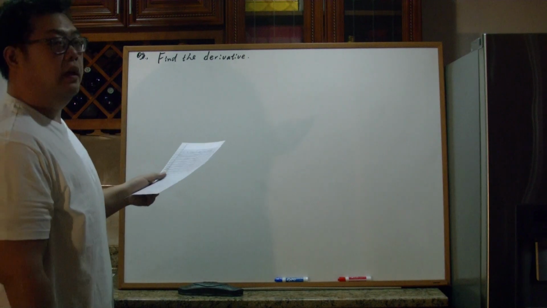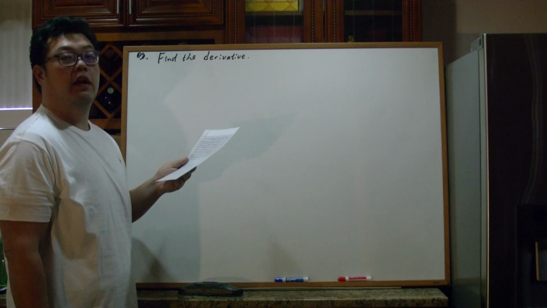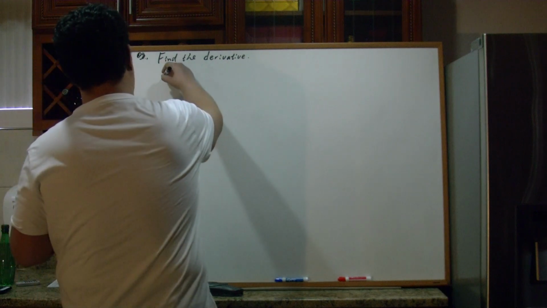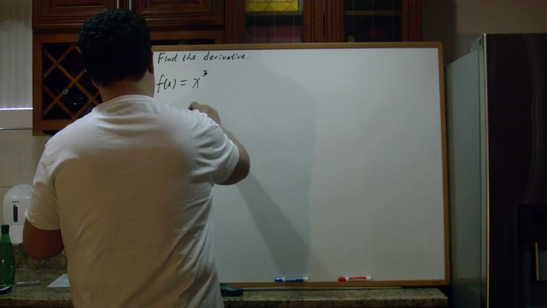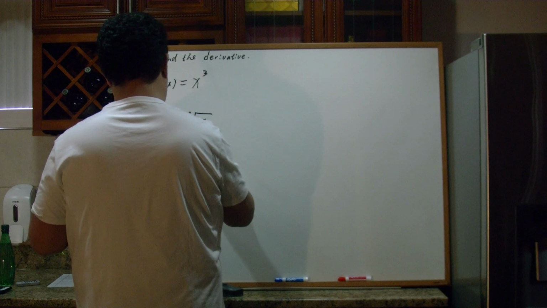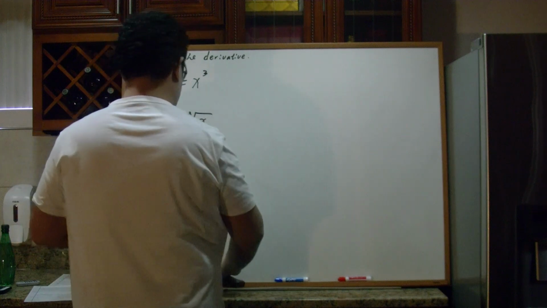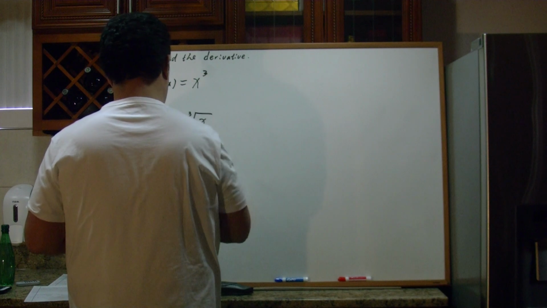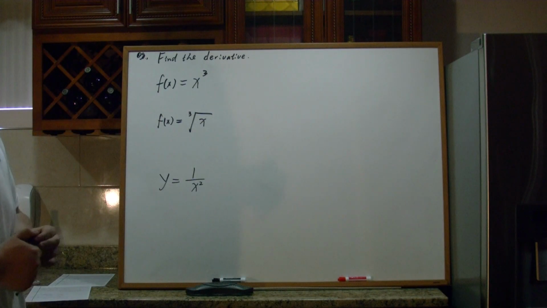But here what we'll have is simply called the power rule, right? The power rule. So f of x equals x to the third. f of x could be the cube root of x. f of x could be a fraction, or simply a fraction. Find the derivative of each one.